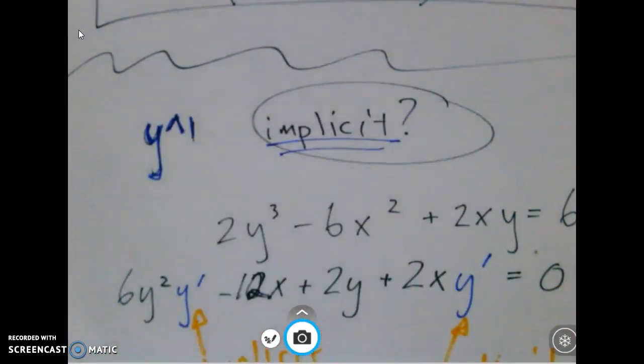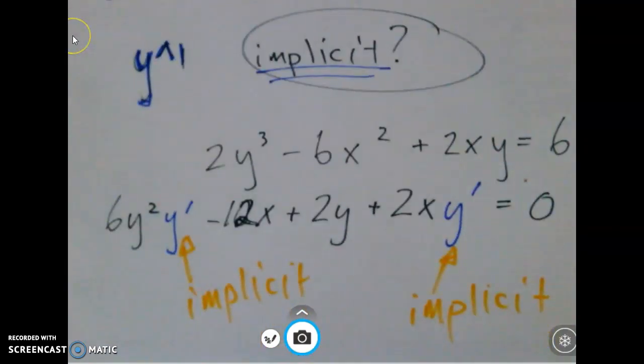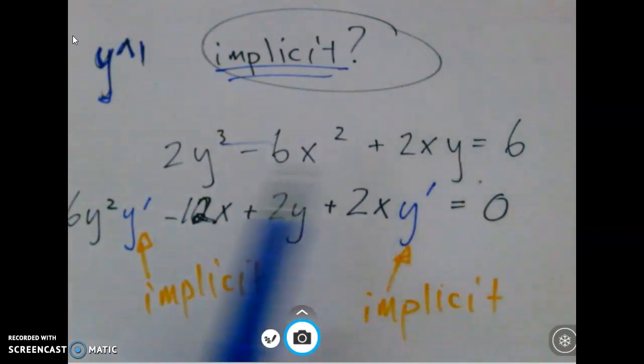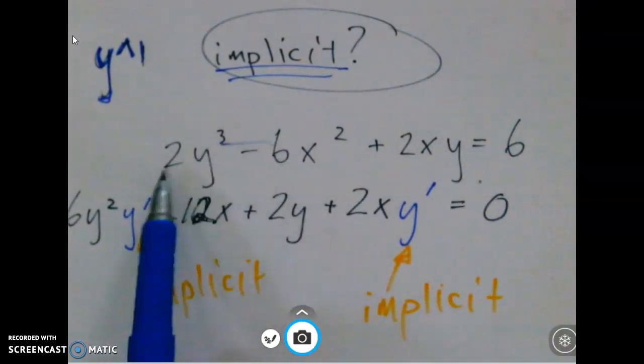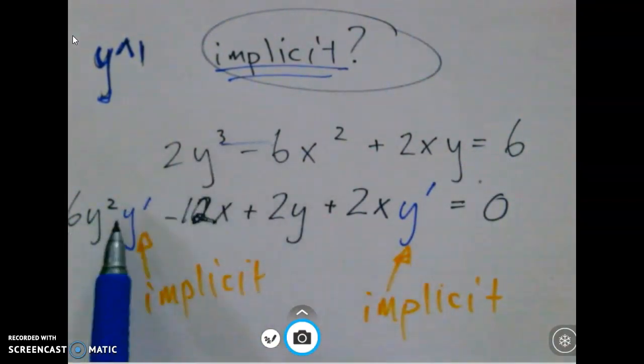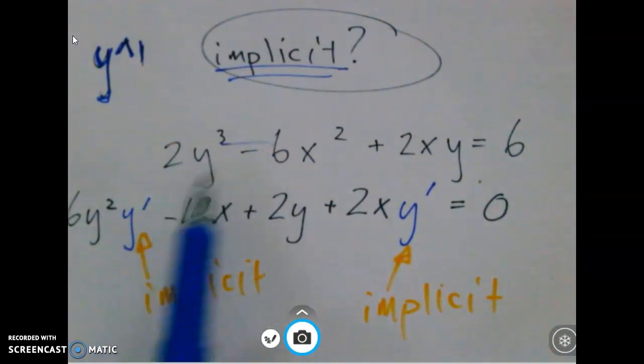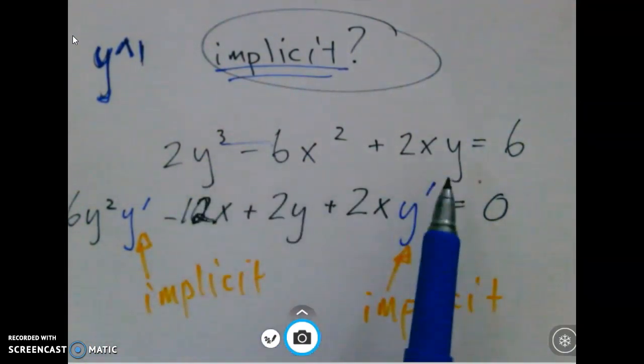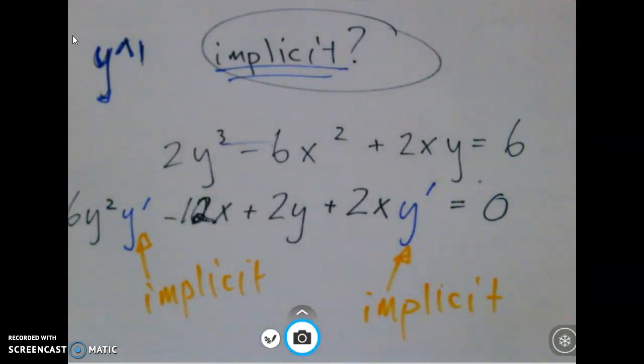I'm guessing you mean implicit. Maybe you don't. But implicit differentiation means there's nothing said here. I'm finding the derivative of this, and I need to go 3 times 2, which is 6, y squared, so I drop 1, but then I need a y prime after that. So in this case with implicit, it's not mentioned that it's implicit, but because my y is buried inside the function, I need to use implicit differentiation.